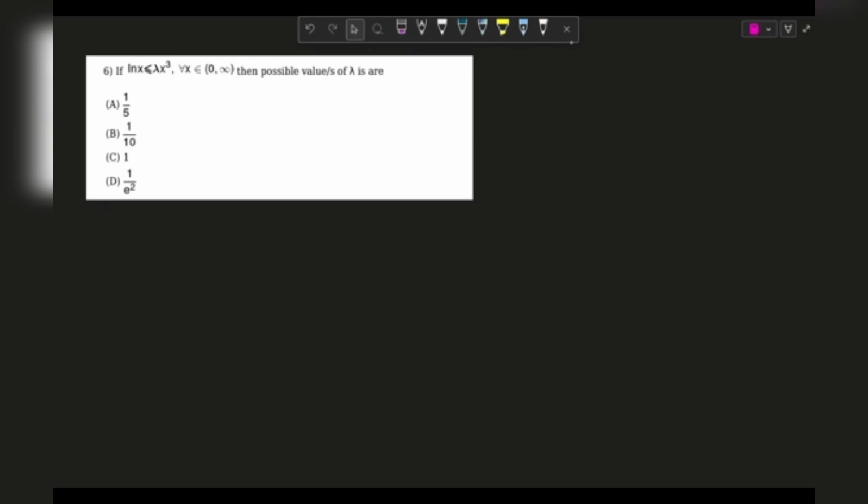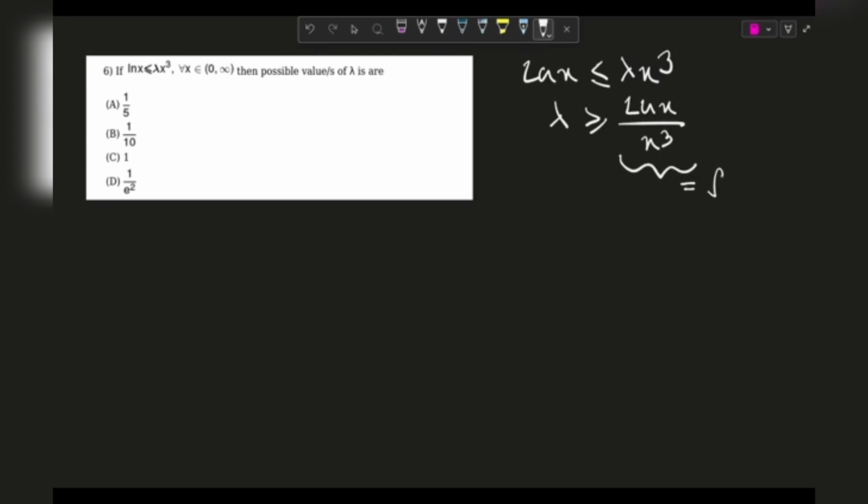Okay, so in this question we have ln x given as less than or equal to some lambda x cube, and we have to find out the possible values of lambda. So basically if we write lambda, it is greater than or equal to ln x by x cube. So let's take this thing to be some f of x, right?